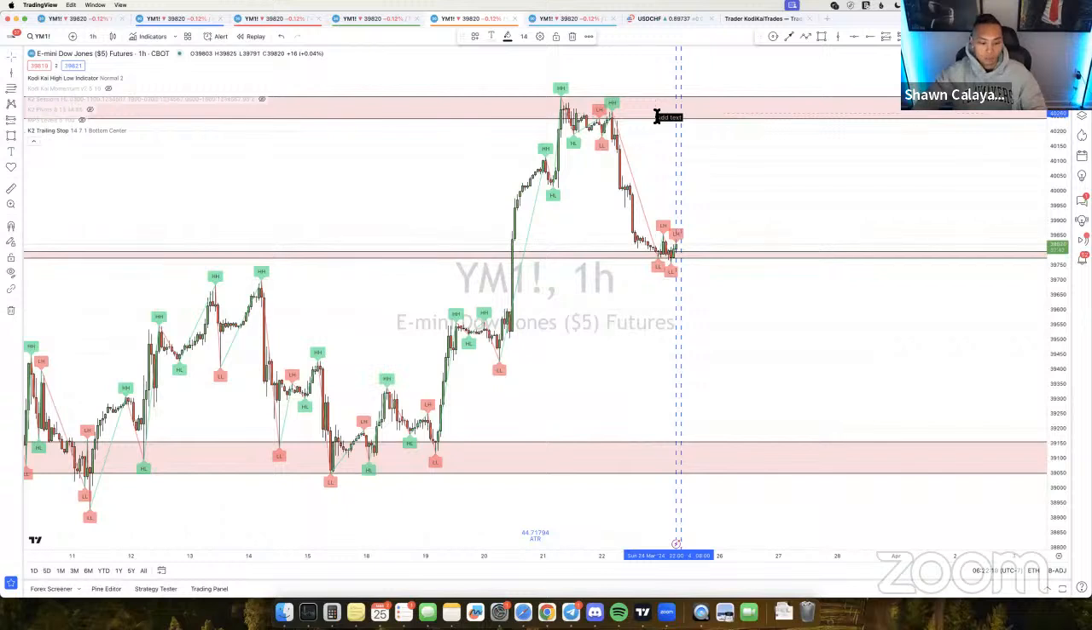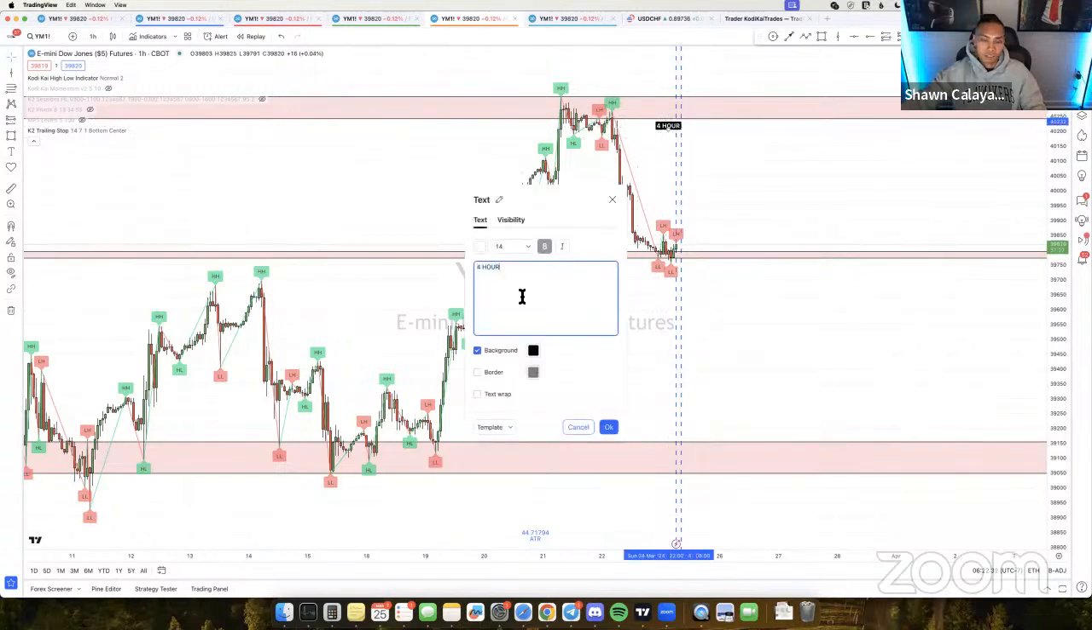So this is going to be the 4-hour resistance level up here. And I really hate how they adjusted this text bar.